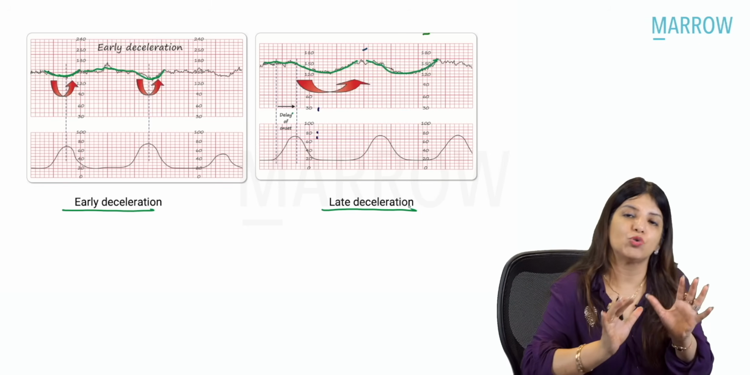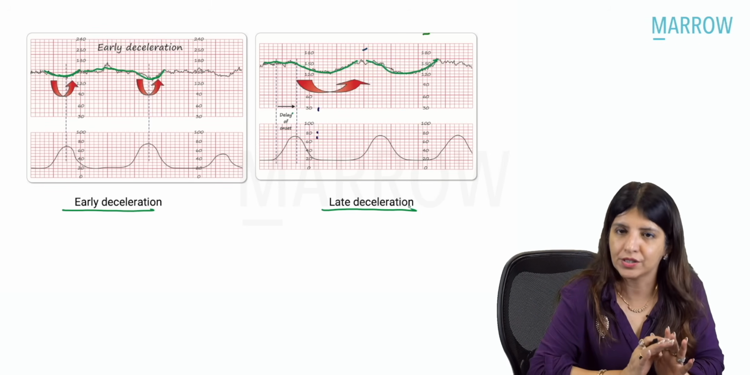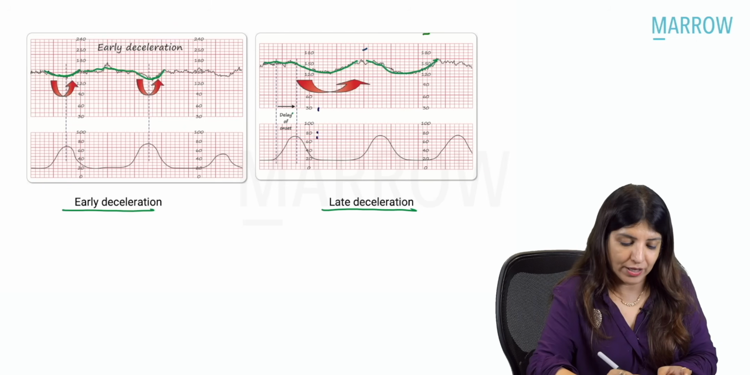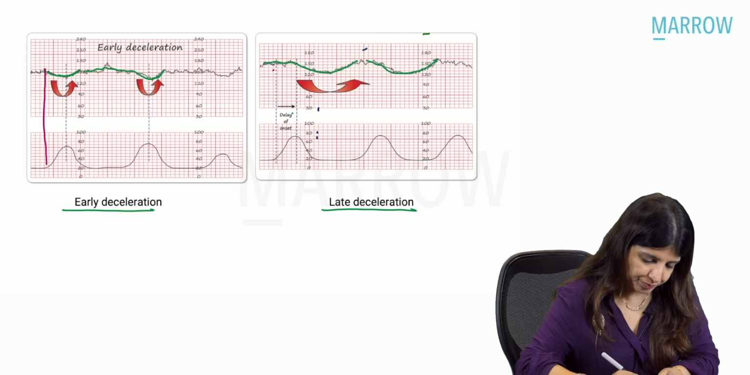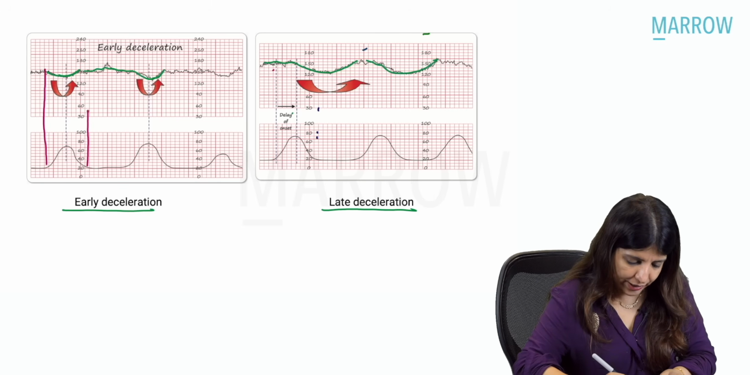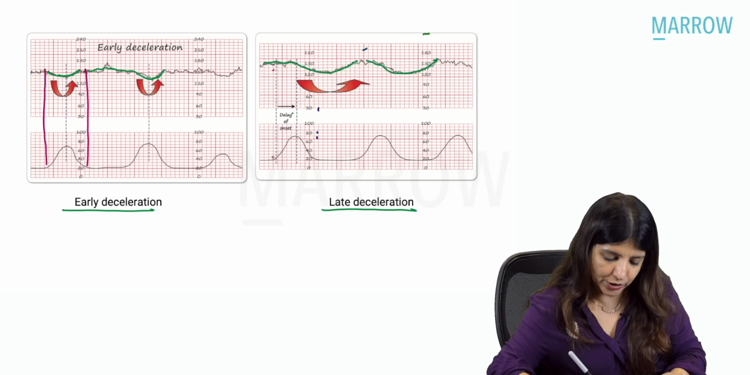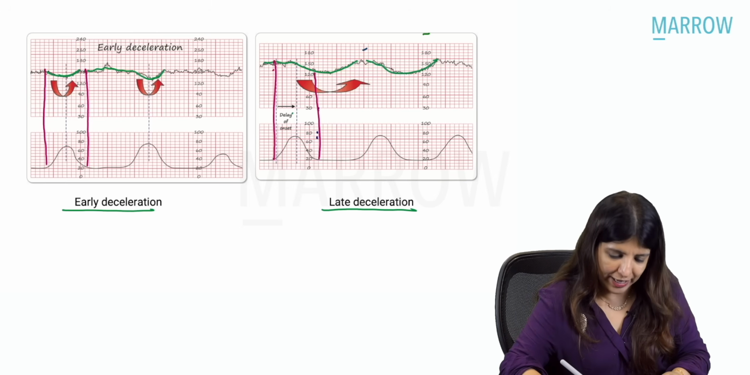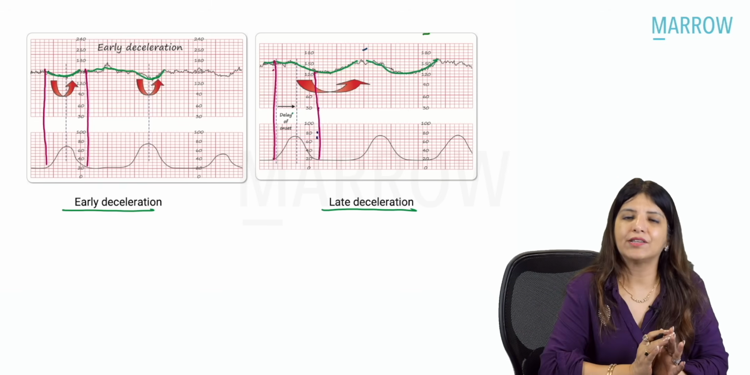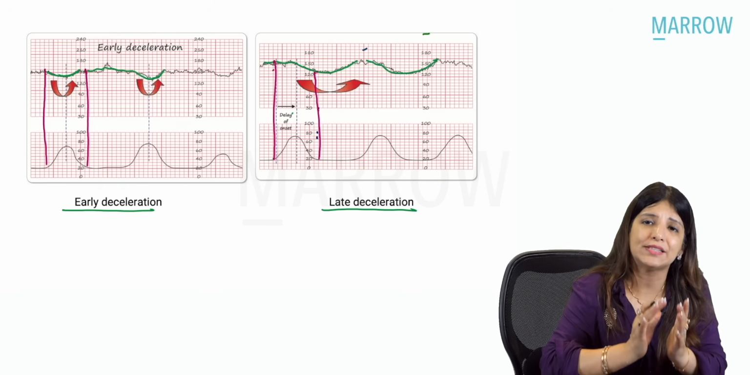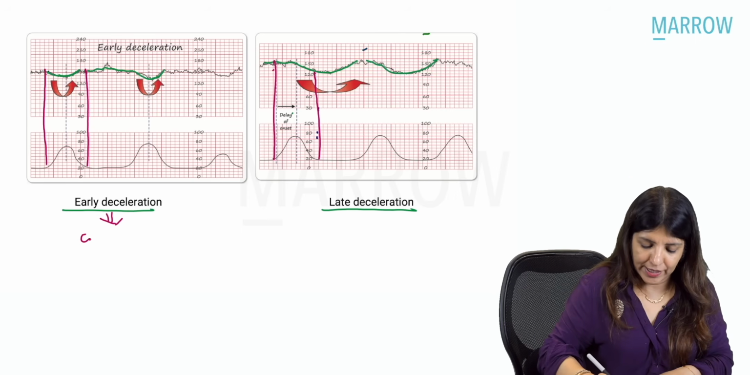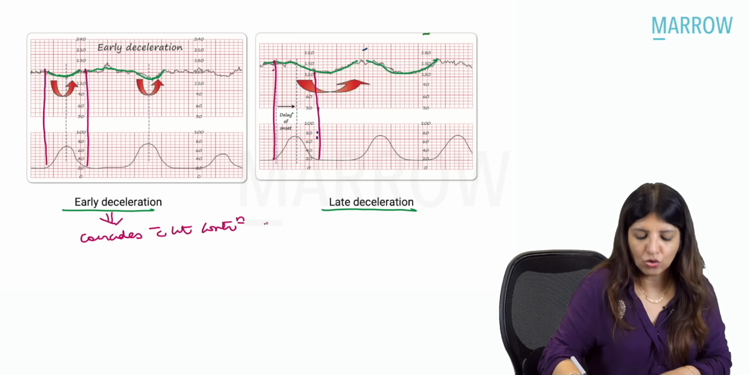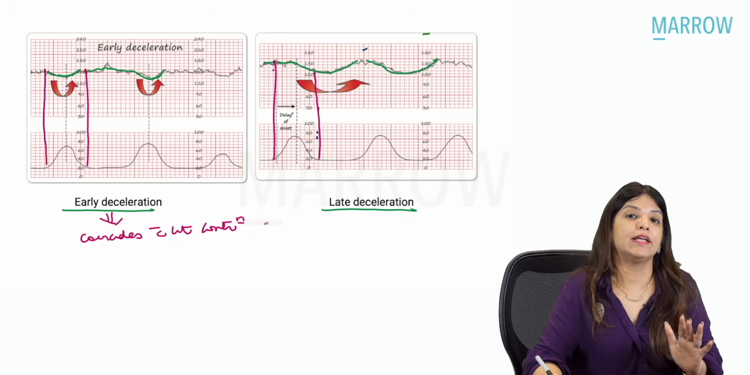Now, in order to identify whether it is early or late, whenever the uterine contraction is happening, draw a line going upward from the uterine contraction. And where the contraction is ending, draw a line from there. Same thing do on this graph. Draw a line from where the contraction began and draw a line from where the contraction ended. Now, if you see that the deceleration approximately coincides with the uterine contraction, that means it is early deceleration.